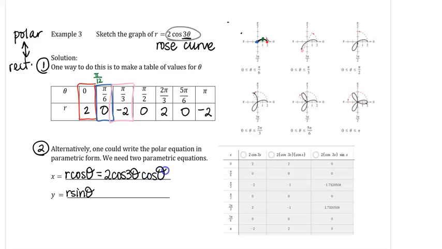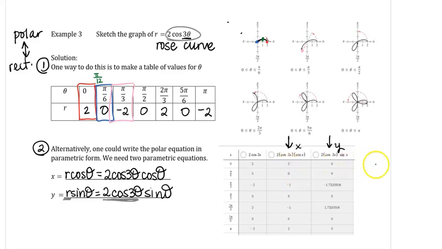There is still a cosine theta that it's multiplied by. And for y, I'm again replacing r with 2 cosine 3 theta, and then there is still a sine theta that it's multiplied by. So what that does is that has now given me two parametric equations, one for x and one for y.